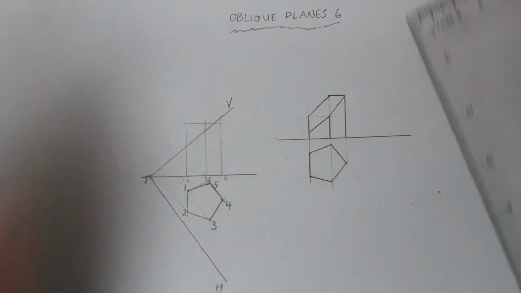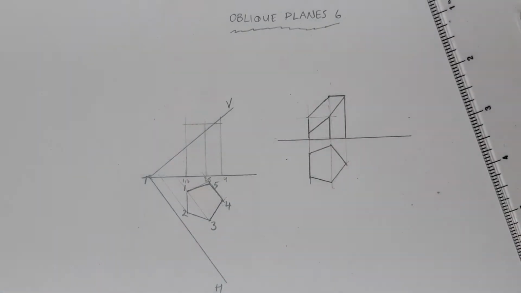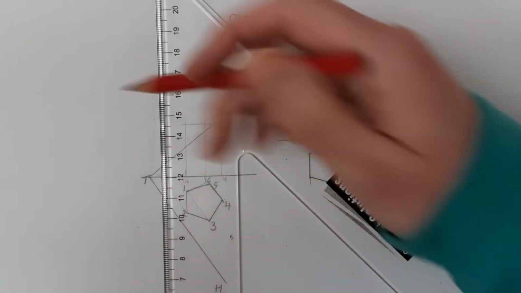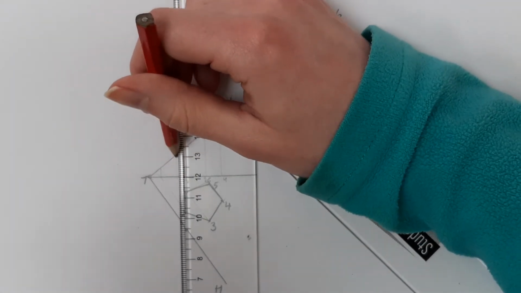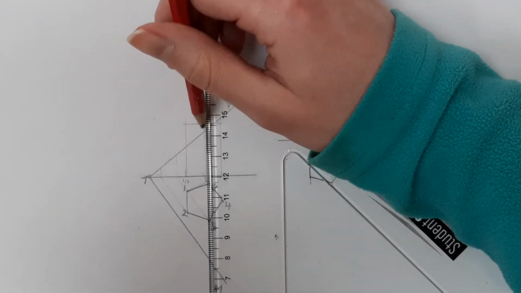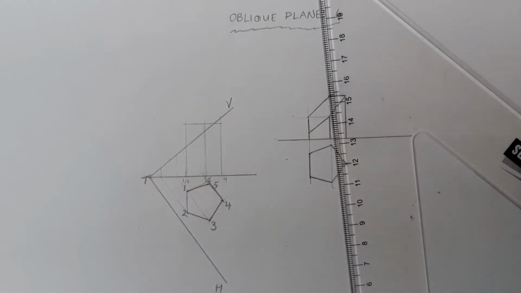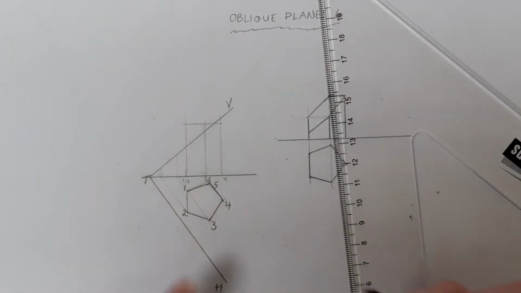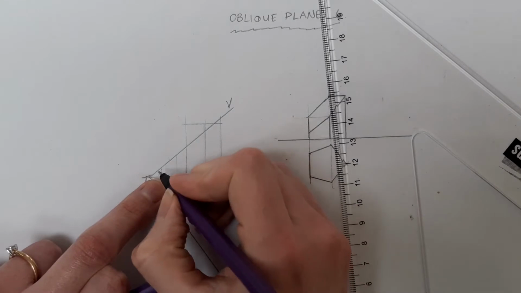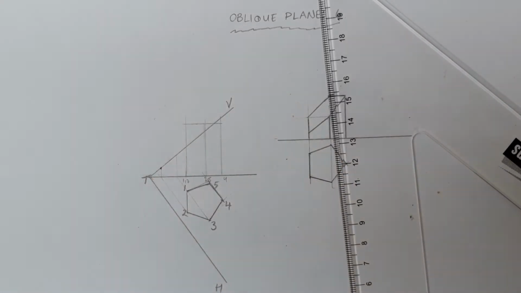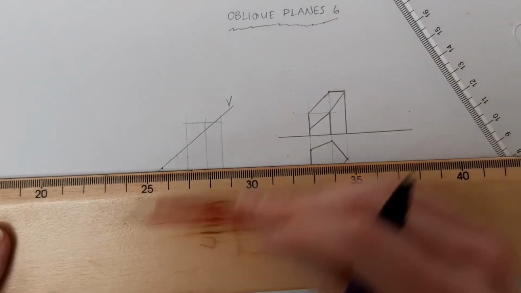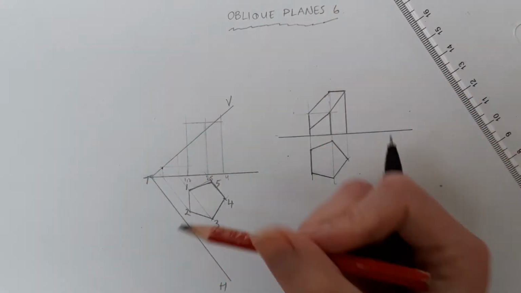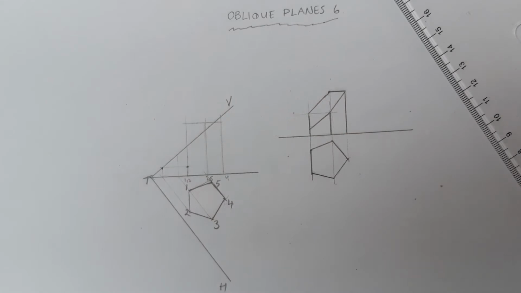Just going to get my T-square now. So I've brought up all 5 points. You can see that 2 of them happen to be in line with each other. I'm going to bring each one up till it touches the vertical trace. And then when it does touch the vertical trace, I'm just going to highlight those points. So 2 touches here. I can bring it across to the line 2 and find where 2 is going to be up in elevation. So there is 1 vertex.